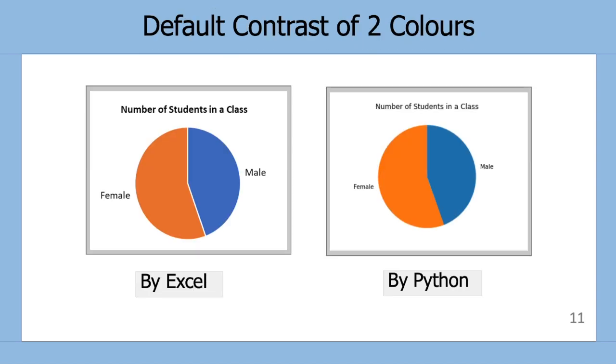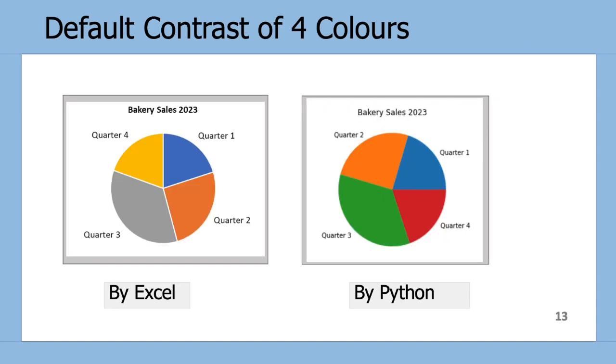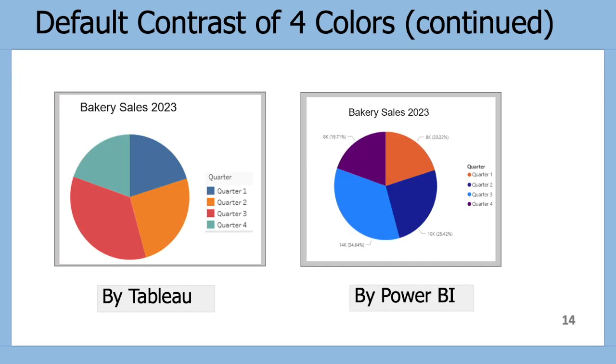When contrasting 2 different categories, Excel and Python both use opposite colors of orange and blue. Tableau also uses opposite colors to contrast 2 different categories, but Power BI does not follow this rule. If we increase the number of categories we are contrasting to 4, Excel adds gray and yellow, whereas Python adds green and red for additional contrast. Tableau is similar to Python, adding red and green for contrast, but on the other hand, Power BI adds purple and orange. Of the 4, which one is the best?